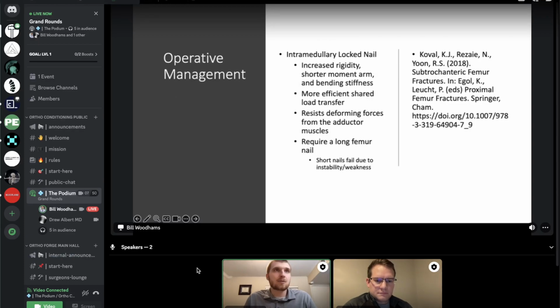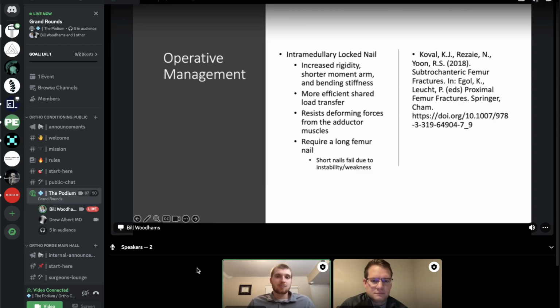All right, so now into operative management. The gold standard is an intramedullary locked nail. It's going to provide increased rigidity and shorter movement of the arm. You're going to have a little bit of bending stiffness, but it has a more efficient shared load transfer, which will help reduce malunions and non-unions in the healing process.